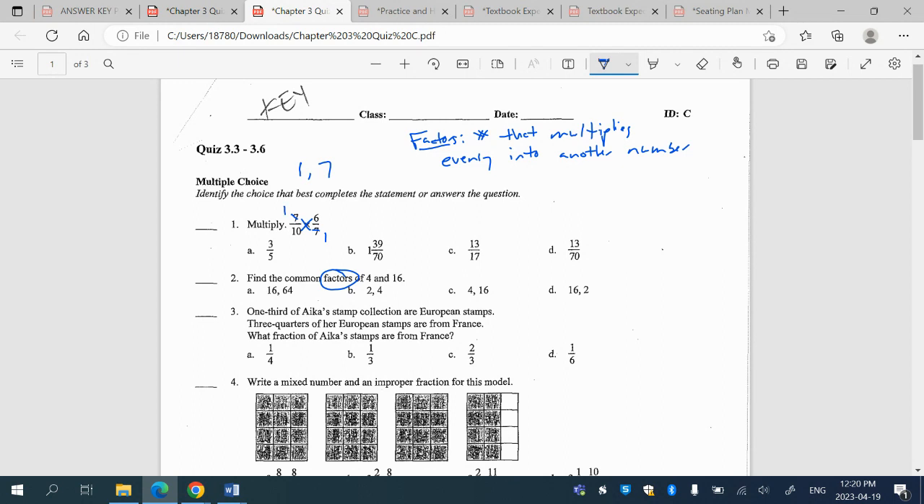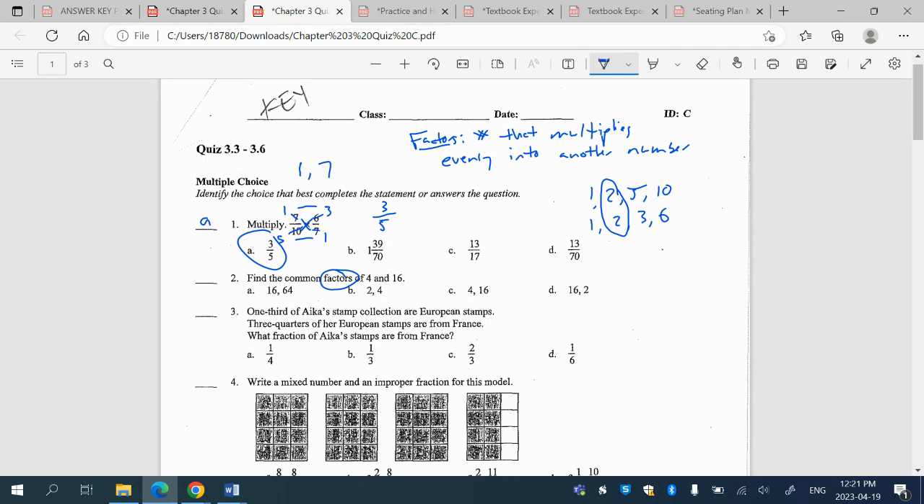What about 10 and 6? The factors of 10 are 1, 2, 5, and 10. So these are the numbers that multiply evenly into 10. And the factors for 6 are 1, 2, 3, and 6. So the highest common factor is 2. So we can pull 2 out of each of these. There we go. 6 divided by 2 is 3, and 10 divided by 2 is 5. Now we just multiply straight across. 1 times 3 is 3 over 5 times 1 is 5. There we go, A.